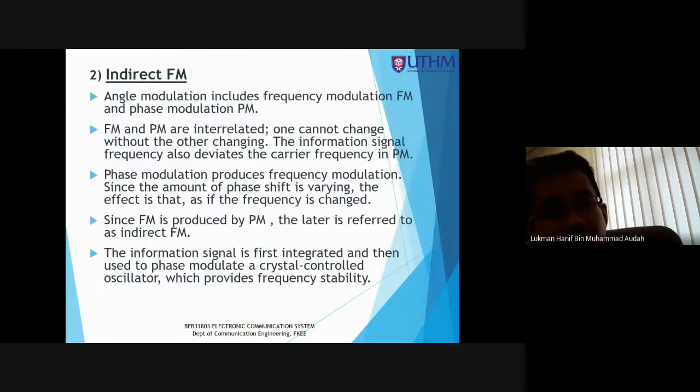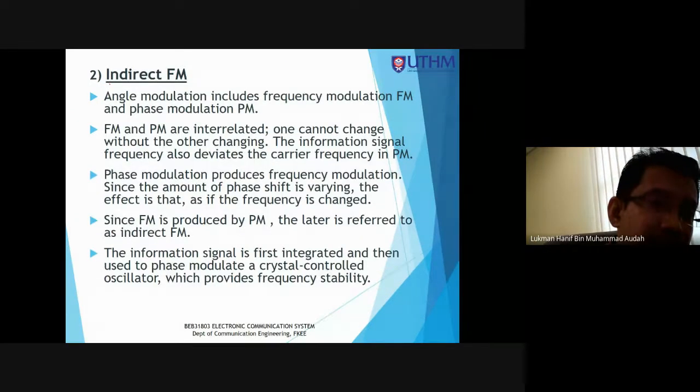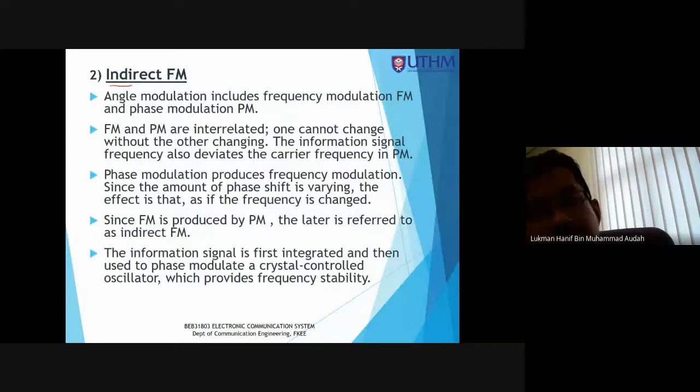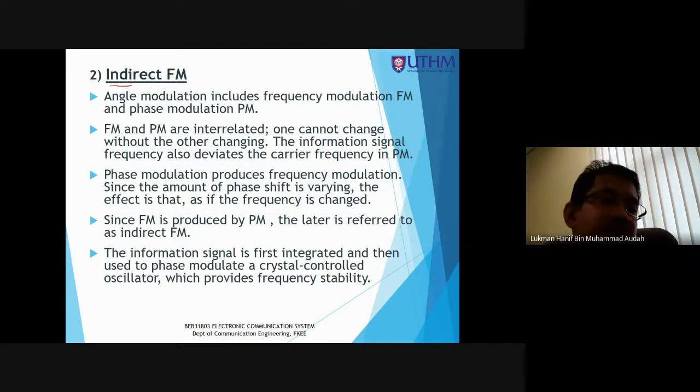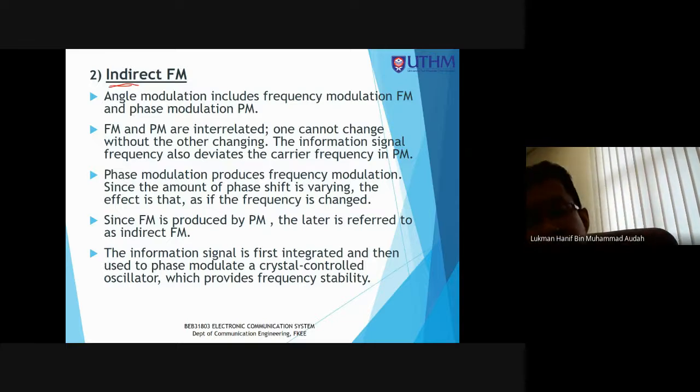Okay, and then what? Indirect FM. Maksud apa indirect FM? Indirect FM means that we indirectly change the frequency of the carrier. Secara tak langsung kita menukar frekuensi carrier. So apa maksud indirect? That means we directly change the phase of the carrier. Kalau secara tak langsung kita tukar frekuensi, bermakna secara langsung kita tukar fasa carrier.